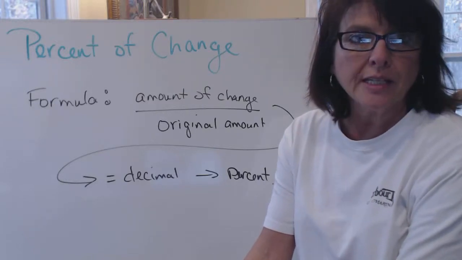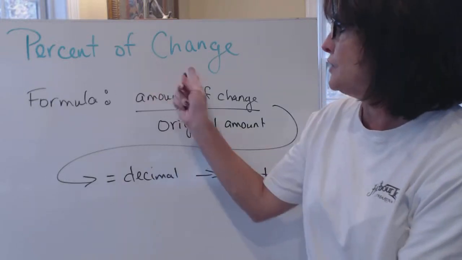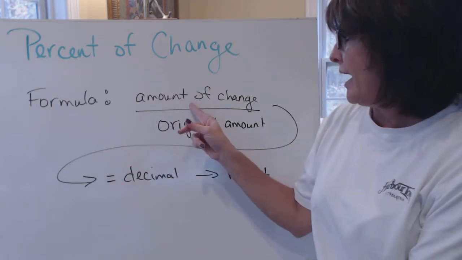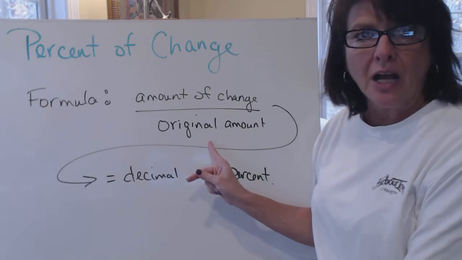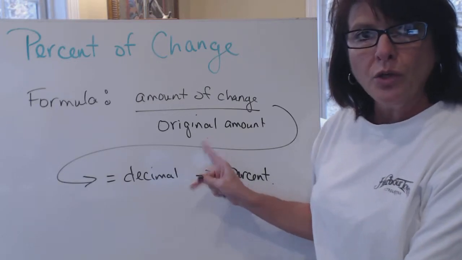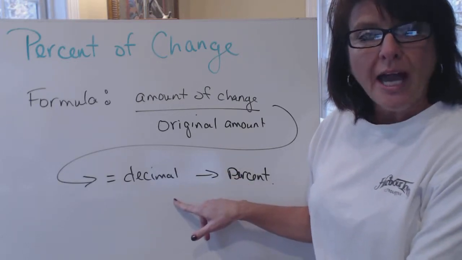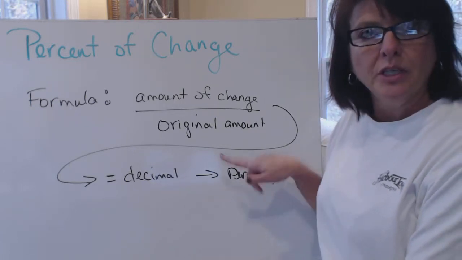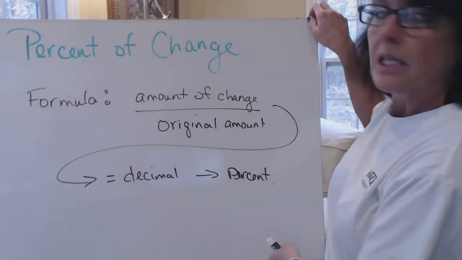Next in our percent category is percent of change. In this case, we use a formula where we take the amount of the change divided by the original amount. When we do that, that's going to give us a decimal as our answer, and then we convert that decimal to a percent by moving the decimal over two places. Let's look at a couple examples.